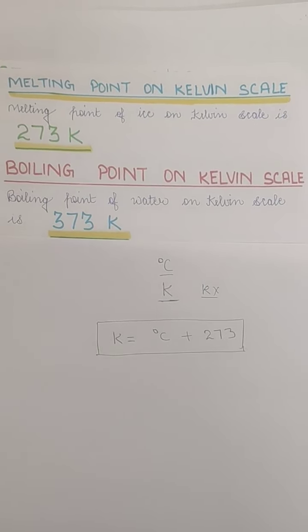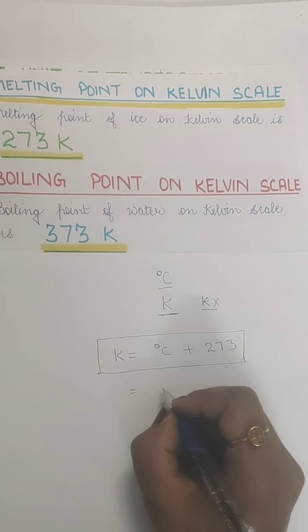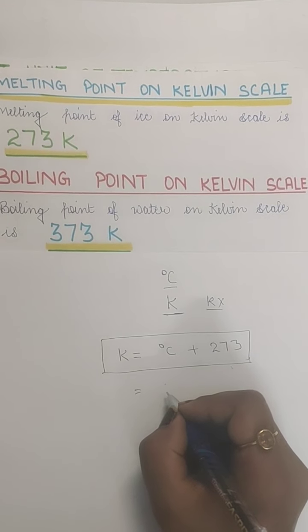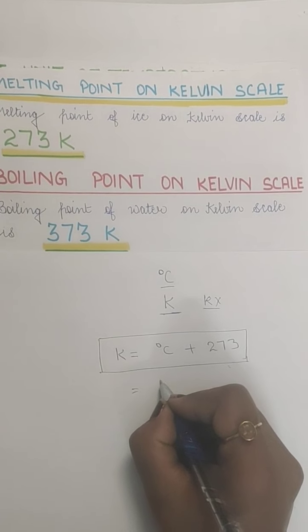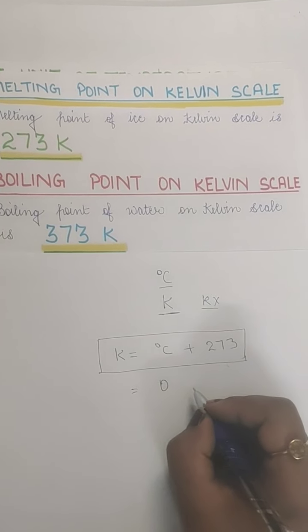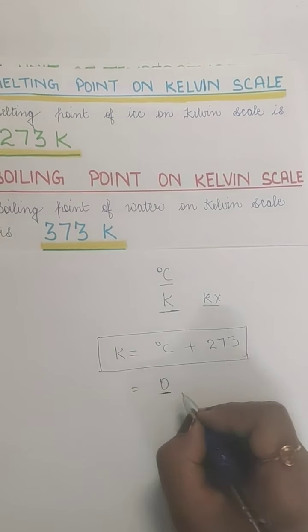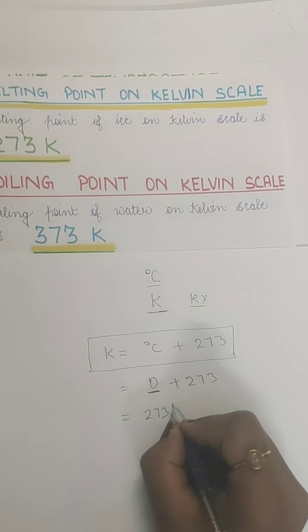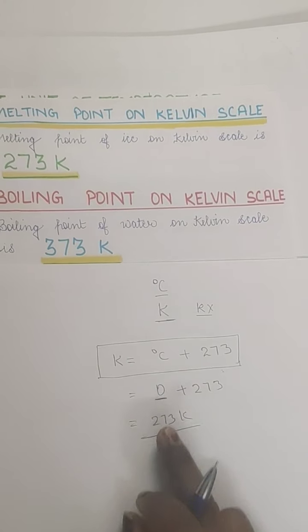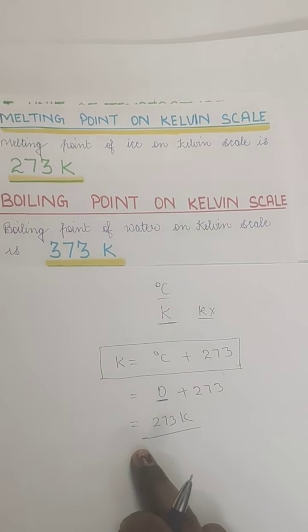So it's simple, you know that water freezes at 0 degrees C and ice melts at 0 degrees C. So if I write 0 here, this is the melting point of ice, plus 273. So what will it be? 273 Kelvin. That means the melting point of ice is 273 Kelvin.